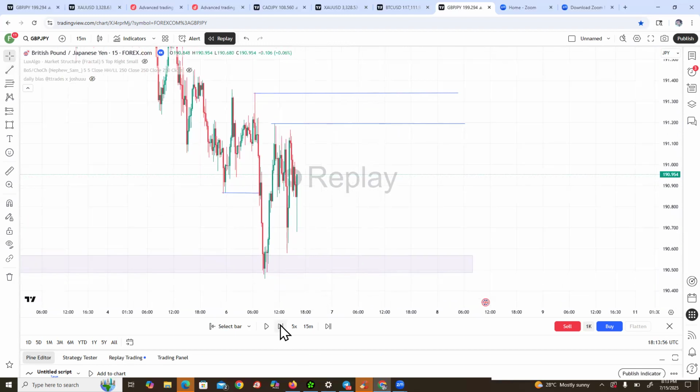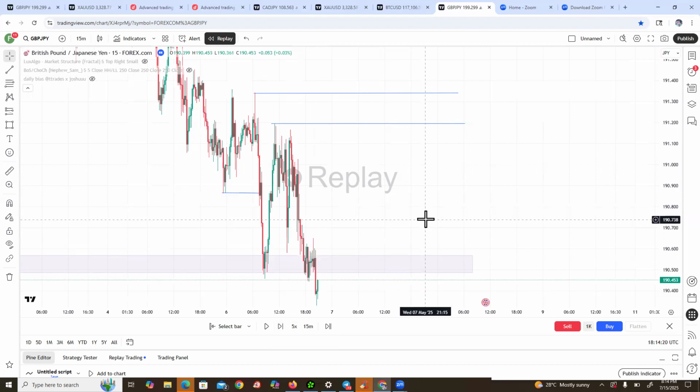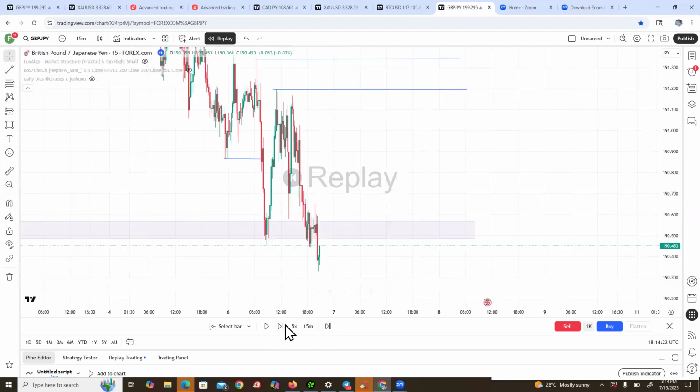Now we'll continue. Do you see how this market would have taken you out if you took this buy from here? Are you seeing how it's coming down? It would have taken you out.